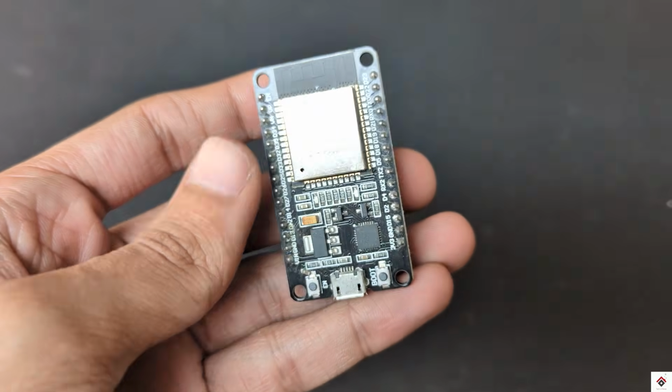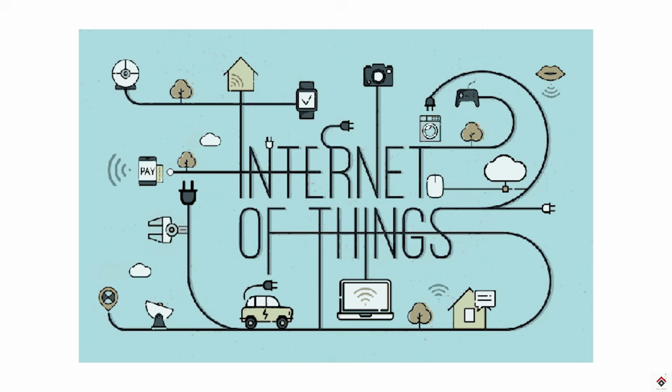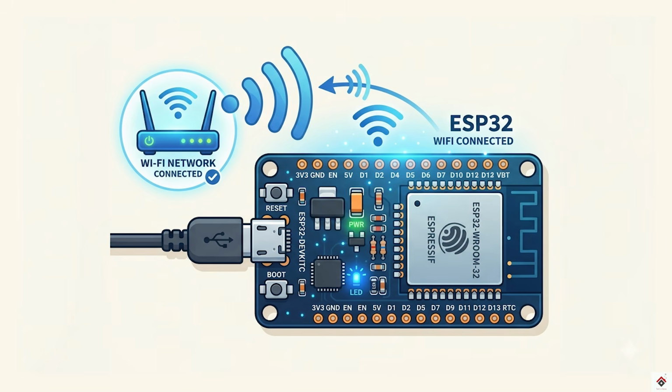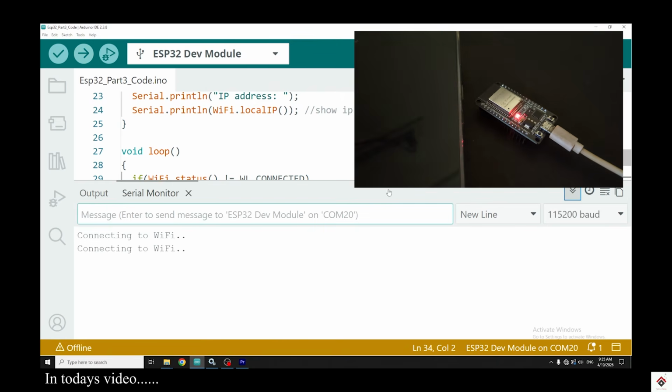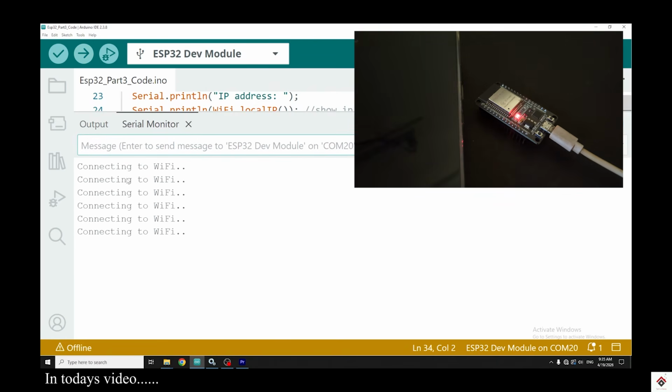Since we'll be working on IoT projects, the very important and basic thing is to connect our ESP32 board to a Wi-Fi network. So today we'll see how we can make it happen. Also, today's learning will be very useful for all our further IoT related projects. So make sure you follow the complete video.